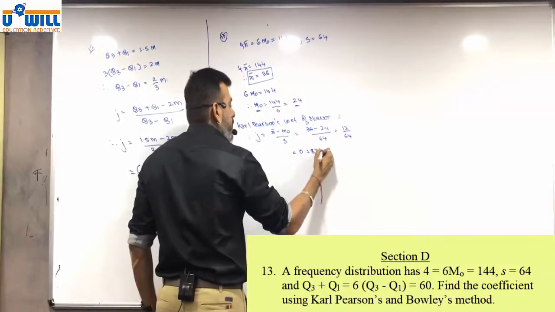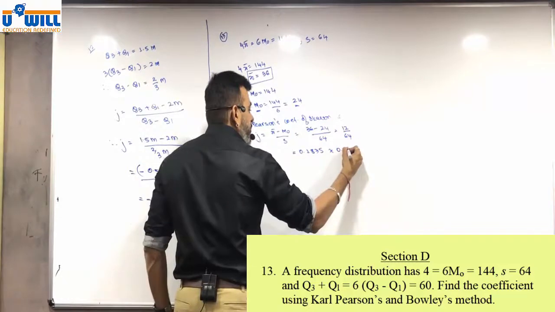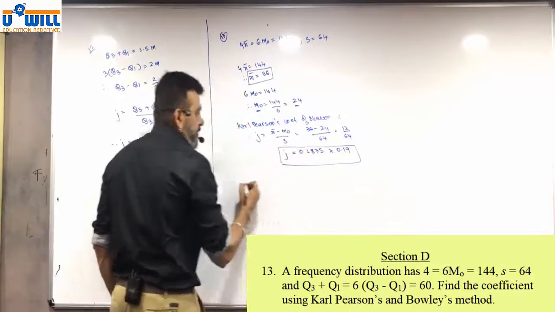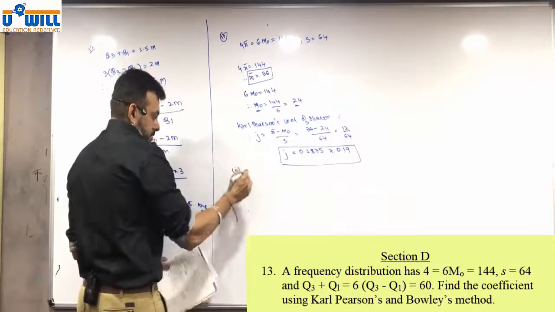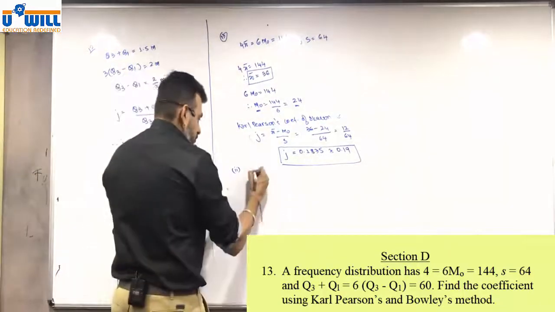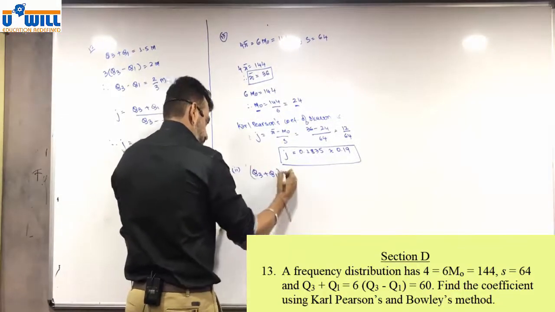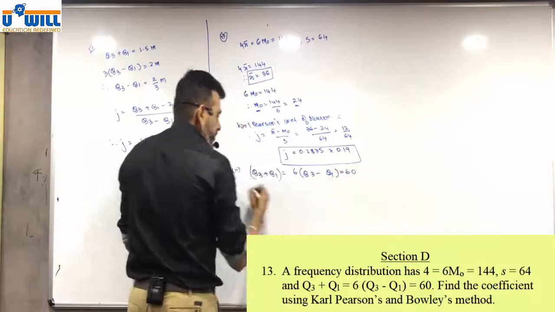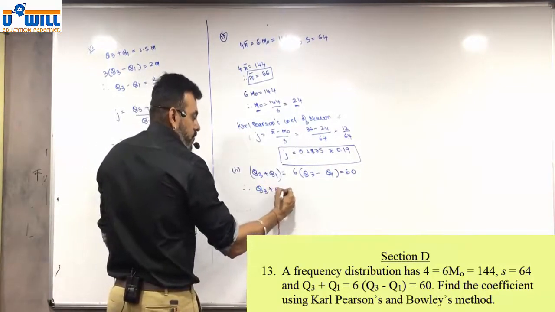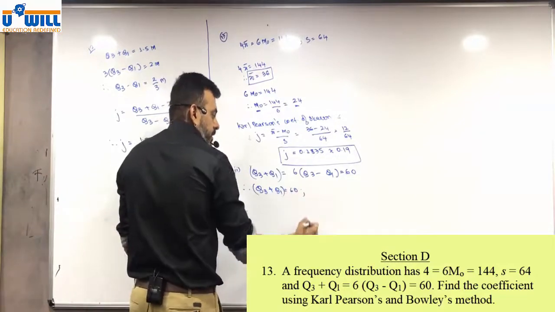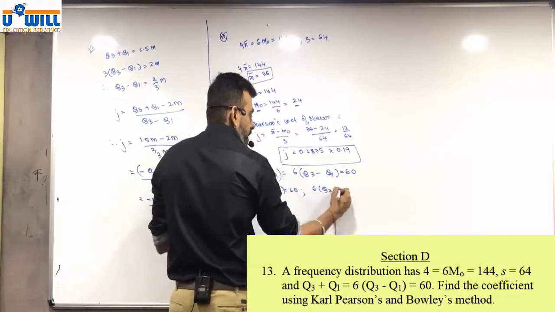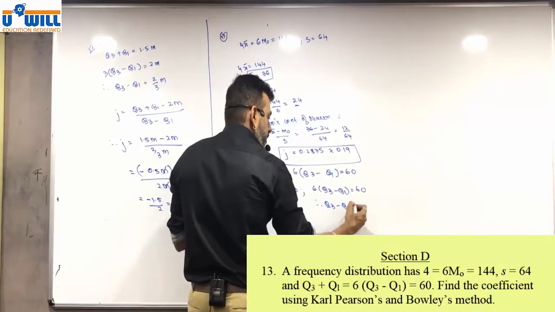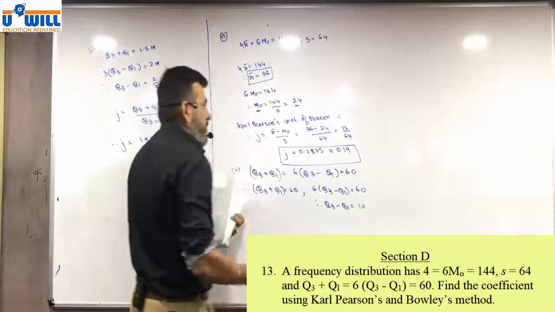0.1875, which is equivalent to 0.19. एक आंसर मिल गया. Now second part of this is Q3 plus Q1 is equal to 6 times Q3 minus Q1 is equal to 60. Therefore, Q3 plus Q1 is equal to 60 and 6 Q3 minus Q1 is equal to 60. Therefore, Q3 minus Q1 is equal to 10.